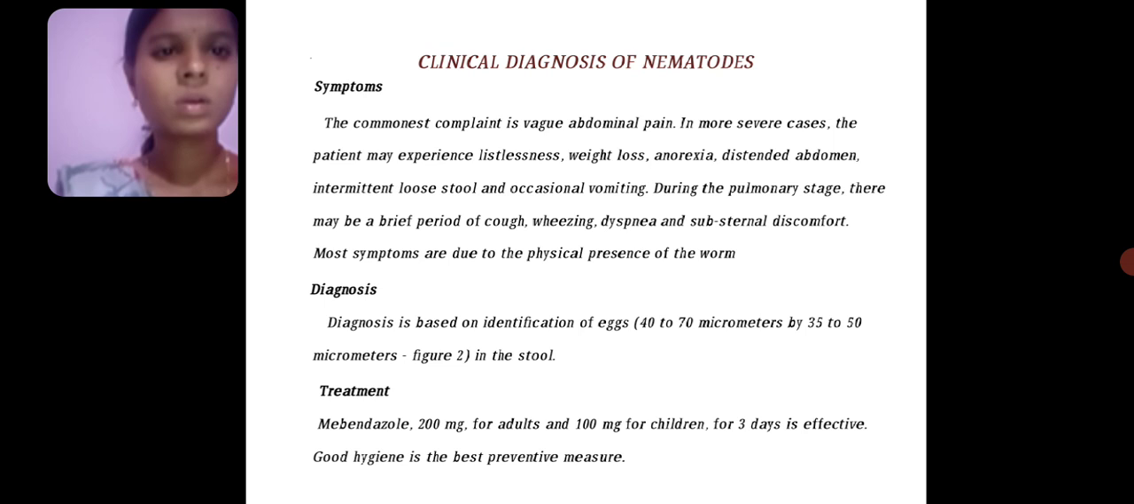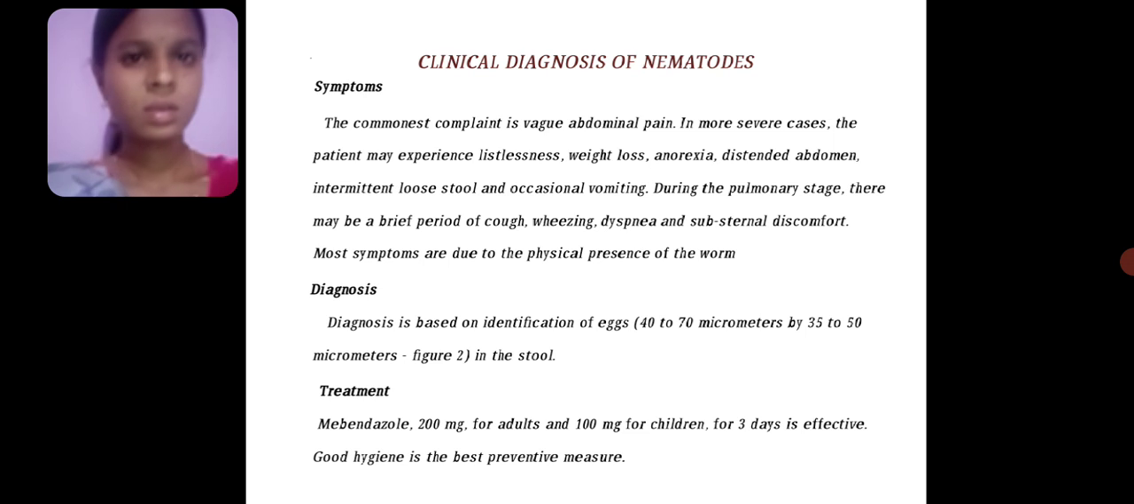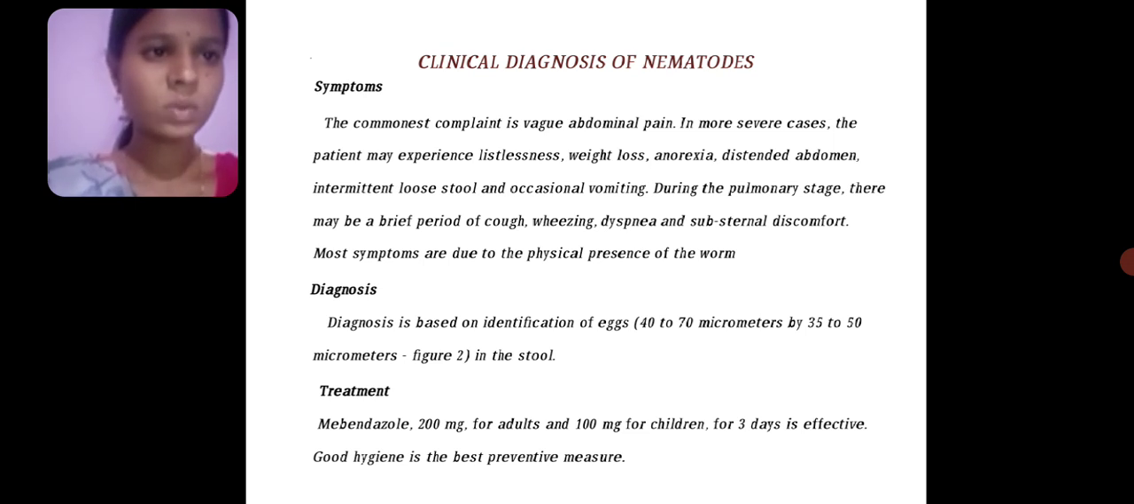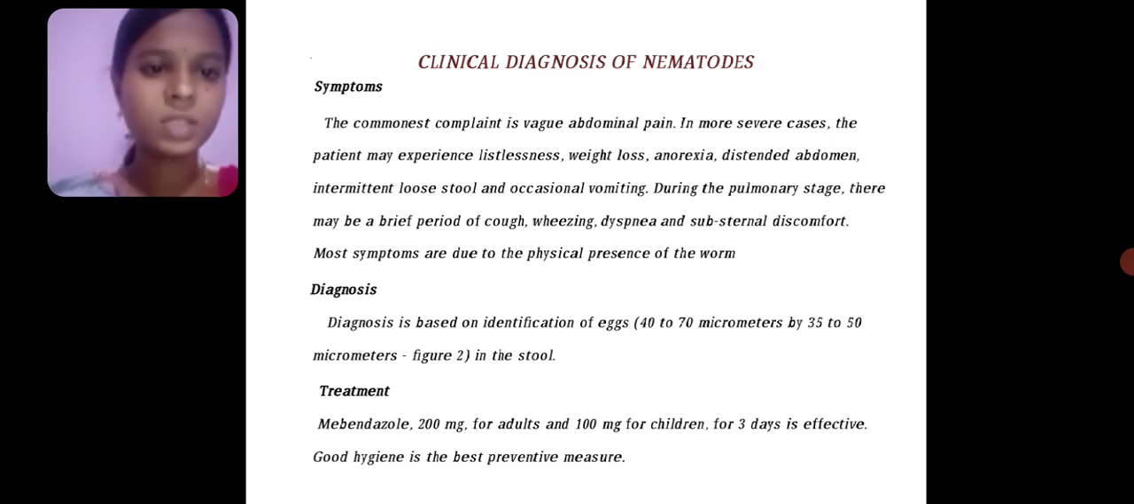The common complaint is vague abdominal pain. In most severe cases, patients may experience weight loss. Some cause symptoms in the human being. Diagnosis is based on identification of the egg, 35 to 50 micrometers. The diagnosis. Treatment. Good hygiene is the best prevention measure.